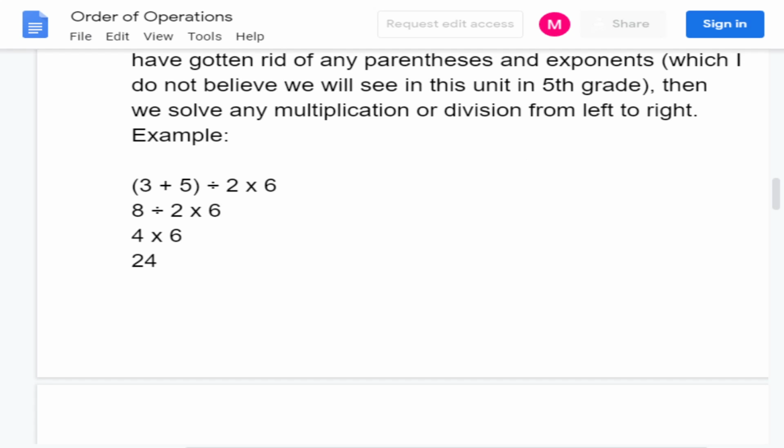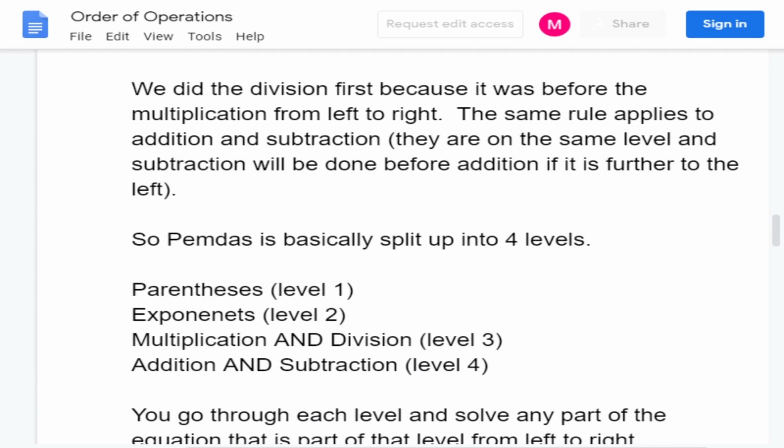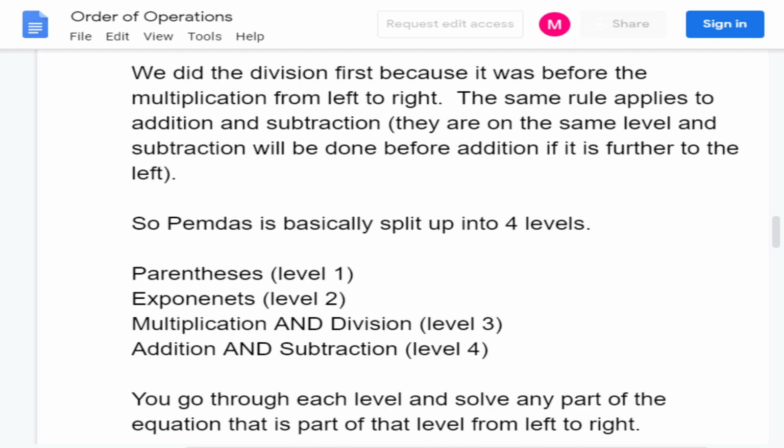So for example, (3 plus 5) divided by 2 times 6, right? Then we do 3 plus 5 first, we get 8 divided by 2 times 6. Then we would do the division of 8 divided by 2 first and get 4 times 6, and then the answer would be 24. So we did the division first because it was before the multiplication from left to right. The same rule applies to addition and subtraction, as in they are on the same level, and subtraction will be done before addition if it is further to the left.